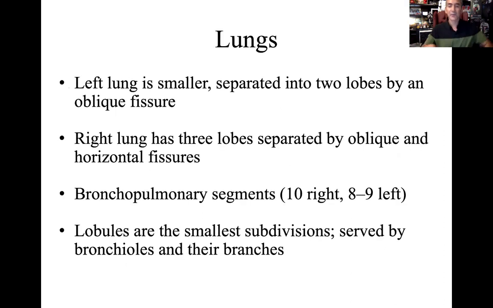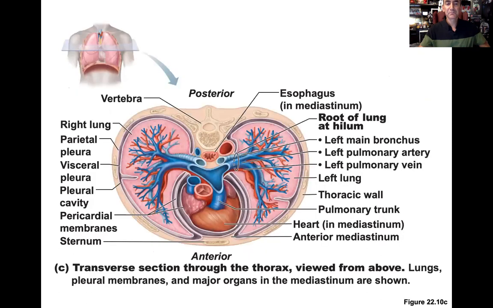Now we've talked a little bit about distinctions in the lungs. There's a sort of top view here. There's the pericardial sac that separates the heart. And then we see the pleural cavities, the pleural sacs in which the lungs are found.